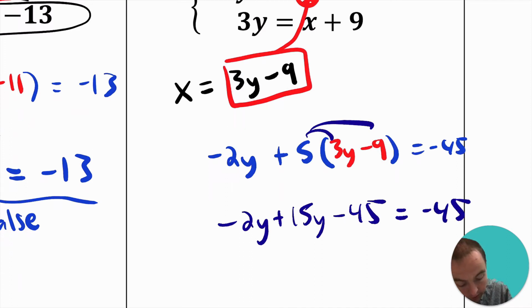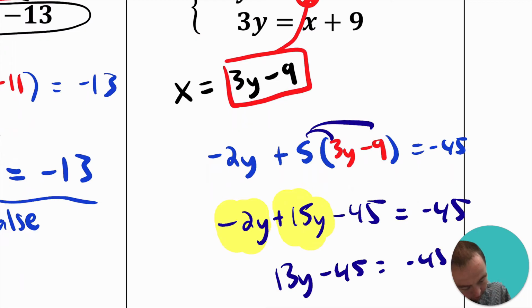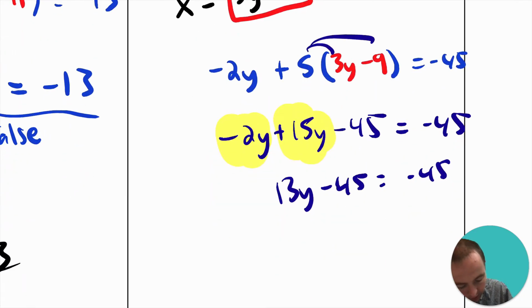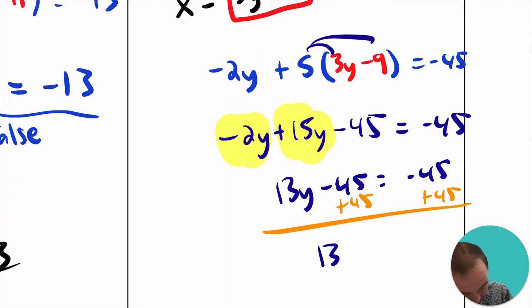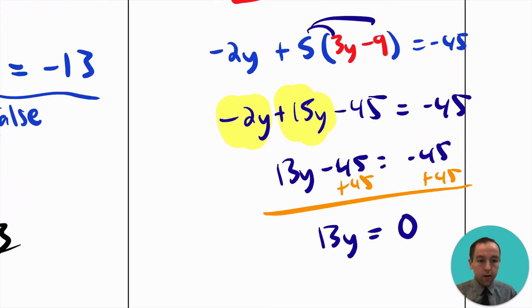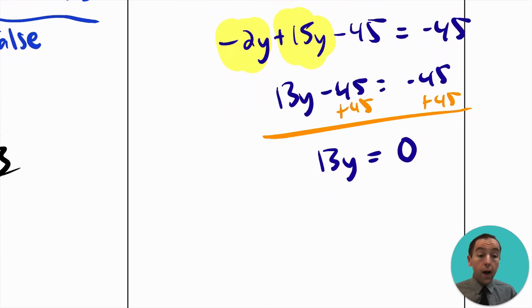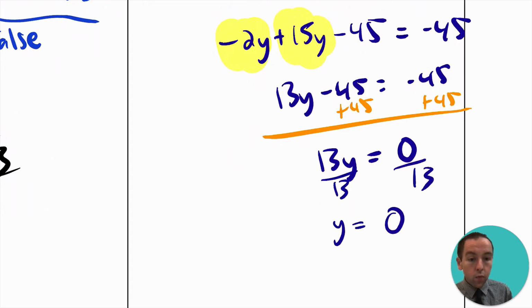Then we do have some like terms right here. You have 13y minus 45 equals negative 45. And then we can add 45 and add 45, and you're going to end up with 13y equals 0. Okay? Now, you still have a y, right? You are going to get an answer with this because you're going to divide by 13, which you can, and you get y equals 0.